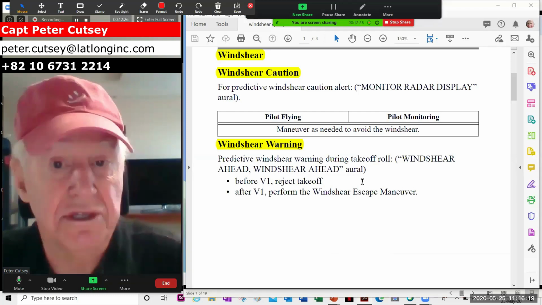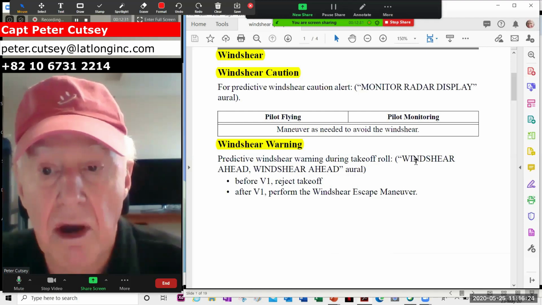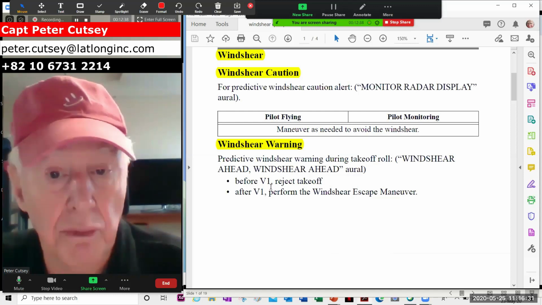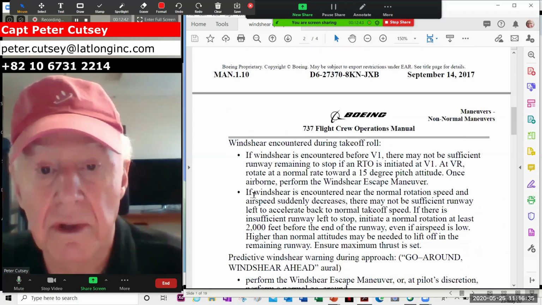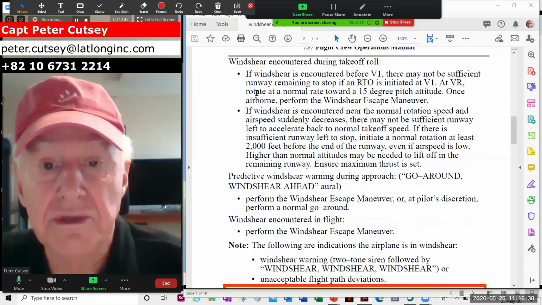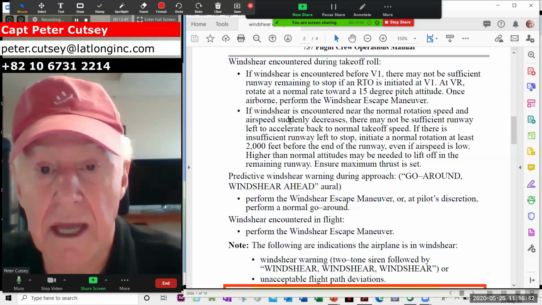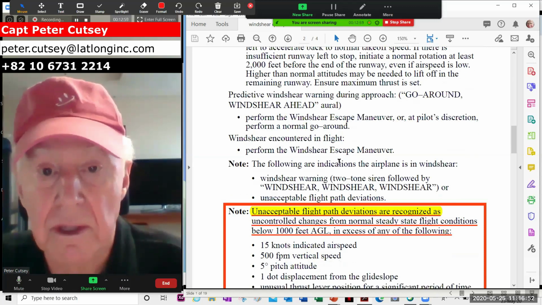And it's just what we discussed before. During takeoff roll, "wind shear ahead" on oral. If it happens before V1, you'll reject. After V1, you'll perform the wind shear escape maneuver. So as we mentioned before, and this is right from the QRH, exactly what we had discussed before. And we're just reviewing it now with the QRH. So know your QRH or know your manuals.